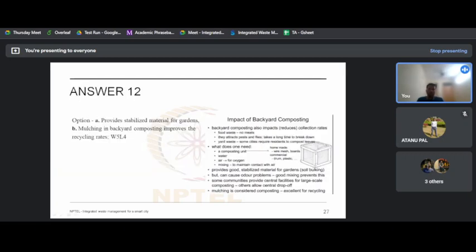Students can refer to the fourth lecture of this week for this question. Here we can see we cannot use any meats. It attracts pests and flies and takes a long time to break down. Some cities may require residents to compost leaves, which are an example of yard waste. Advantages are stabilized material for gardens, but a disadvantage is that it can cause odor problems. Mulching is also considered a composting example. It is like an indirect composting. It's excellent for recycling the yard waste.